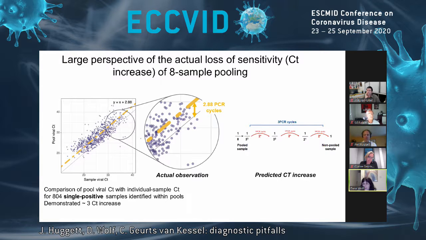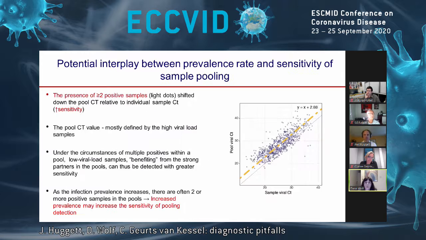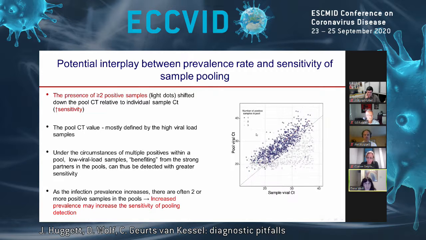But this completely changed when we had the presence of 2 or more positive samples in the pool, suggesting a potential interplay between the prevalence rate and the sensitivity of detection by sample pooling. Let me explain. The presence of 2 or more positive samples, here shown in the light dots, as you can see, shifted down the pool CT relative to the individual sample CT, increasing the sensitivity.